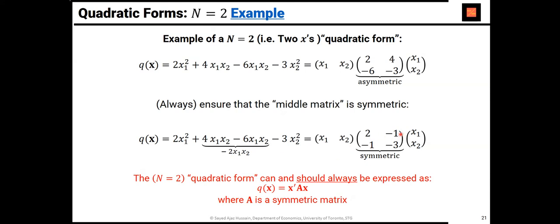So if you wrote it this way, knowing that this is 2x1 squared, here's your 2, minus 3x2 squared, that's your minus 3. Knowing this is minus 2, and that you have to make a symmetric matrix, you would have to divide this number by 2, and that gives you minus 1 and minus 1. Now we have a symmetric middle matrix right here. And you should always, always, always do that.